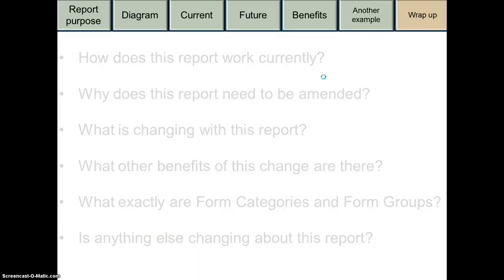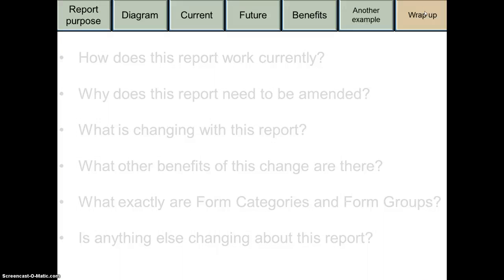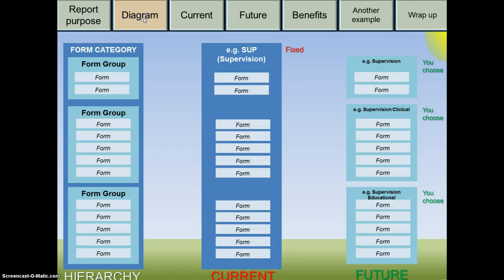So to quickly summarize this change and what it means. The report currently works as a way to sum up the different types of assessments and forms which your trainees have completed so far. And you can filter by things like post and also date of completion, but also date of post as well. The current report has fixed categories. It's based on fixed form categories. This makes it inflexible, and also the level of detail isn't particularly high because it's factoring in such a large number of forms at such a high level.